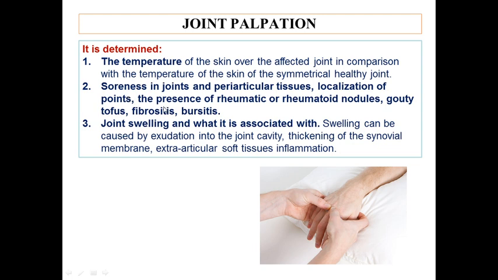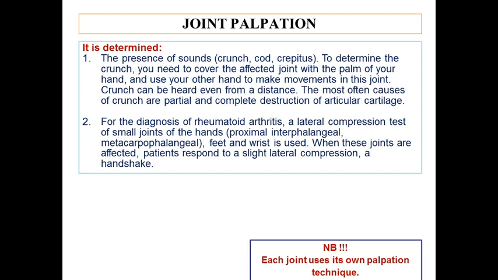Soreness in the joint and periarticular tissues, localization of points, the presence of rheumatic or rheumatoid nodules, gouty tophus, fibrosis, bursitis, and so on. Also, you should palpate the joint swelling and what is associated with it. Swelling can be caused by exudation into the joint cavity, thickening of the synovial membrane, or extra-articular soft tissue inflammation.